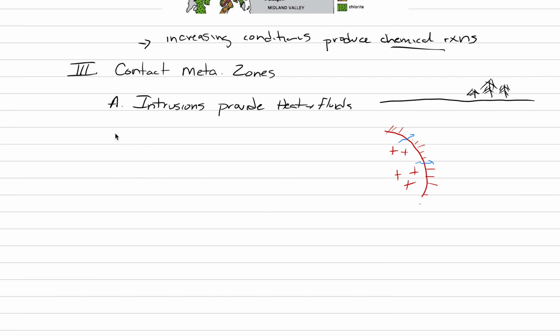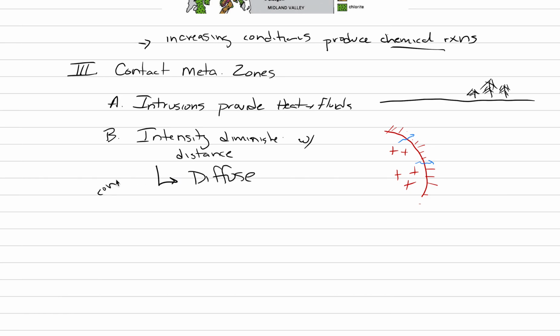What we're going to say is that these contact metamorphic zones diminish. Let's say the intensity diminishes with distance. That makes sense, right? Diminishes with distance from the intrusion. The reason for that is because heat and chemicals have to diffuse away. So these are our controls that we're going to put down right now.